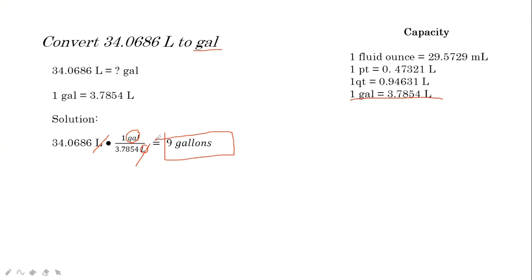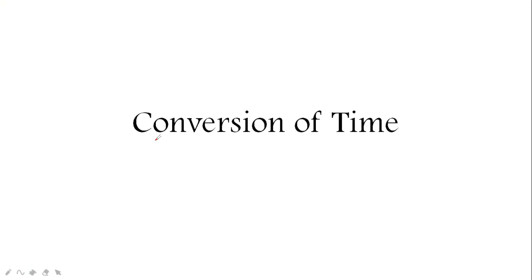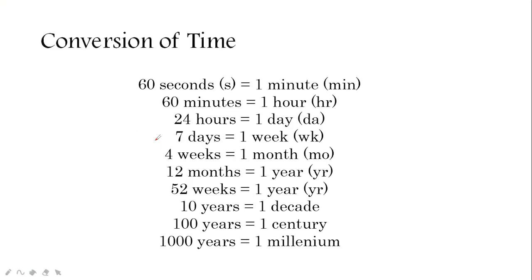So, ayan. Okay, next. Ayan, conversion of time. So, ayan yung mga conversion of time. 60 seconds is 1 minute. 60 minutes is 1 hour. 24 hours, that is 1 day. 7 days, 1 week. 4 weeks, 1 month. 12 months, 1 year. 52 weeks is 1 year. And so on and so forth.